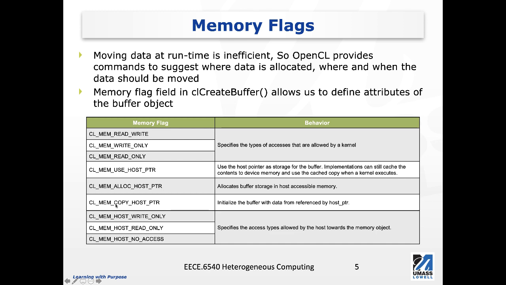The next option, CL_MEM_COPY_HOST_PTR. This is to initialize the buffer with data referenced by the host pointer. So you're going to be seeing this copy host pointer coupled with a pointer to the host memory so that the OpenCL runtime knows how to get the initial data, which is pointed to by the host pointer, and initialize the buffer with that data. The next three options, host write only, host read only, host no access, are to specify what kind of accesses are allowed by the host towards the memory object.